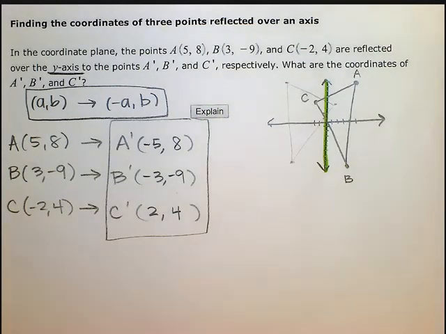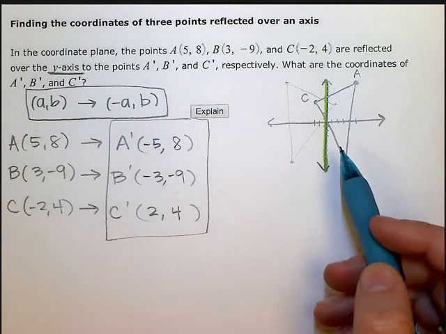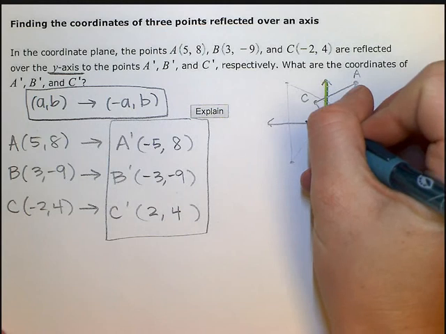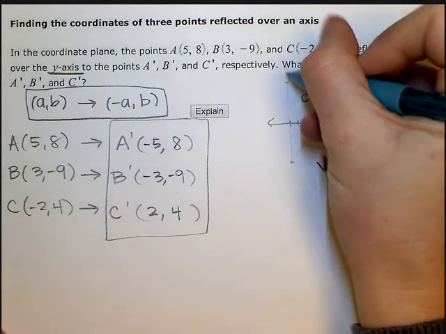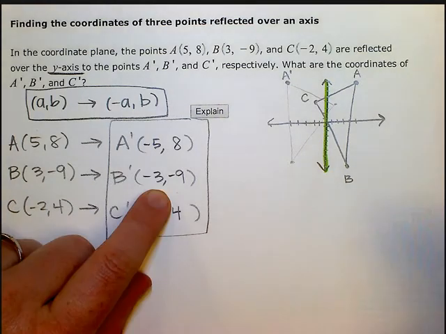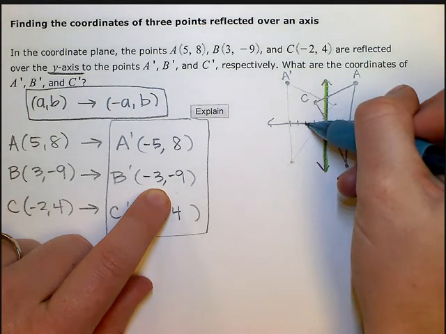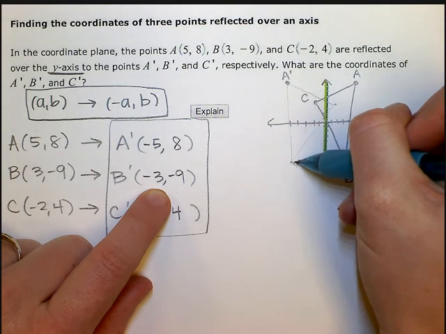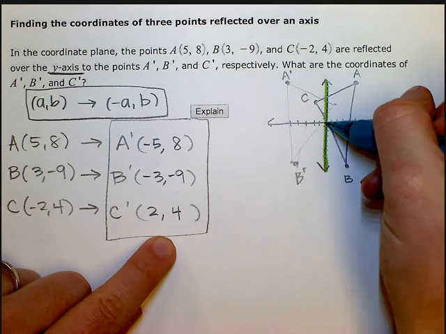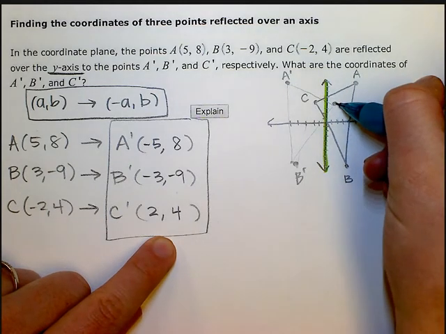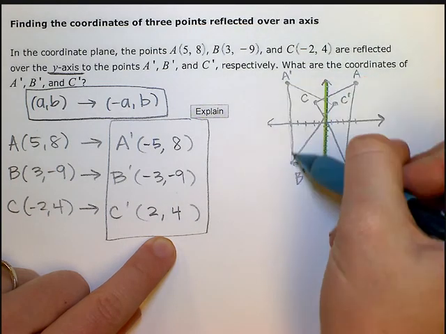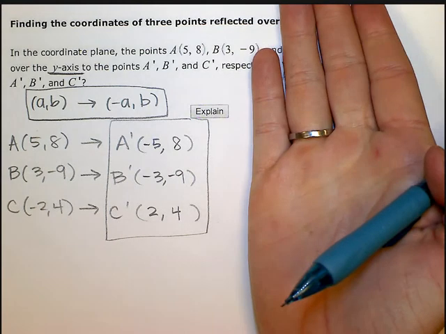Just to check my work, I'm going to come back to my rough picture to make sure that I'm correct. My A prime is going to be -5, 1, 2, 3, 4, 5, +8. That's about right where I put it. Okay, so that lines up pretty good. This one's -3, 1, 2, 3, -9. My graph, again, isn't perfect, but B prime would be about there. And C prime would be +2, +4, which would put it right about there. So envisioning what's going on helps me to check my answer at the end. But really, I could have done it with just the rule right here.